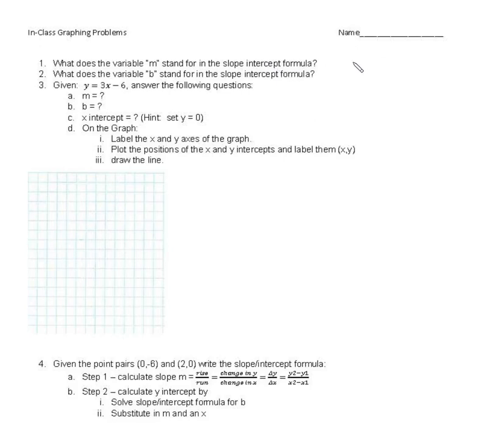Well, first of all, the slope-intercept formula is y equals mx plus b. That's the general form that it goes into. Y equals mx plus b, slope-intercept. So m, okay, that's the slope. It stands for the word slope, actually, okay? And what does b stand for? That's the y-intercept, okay?